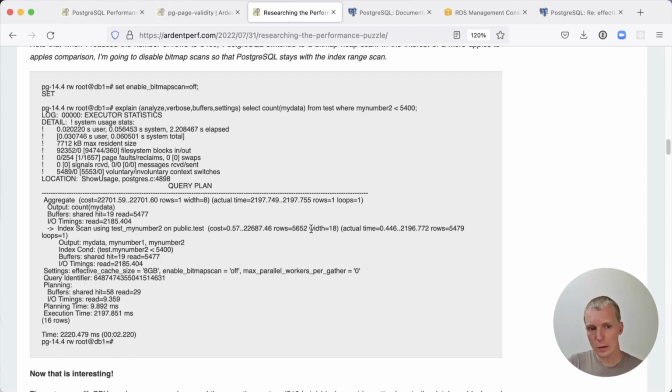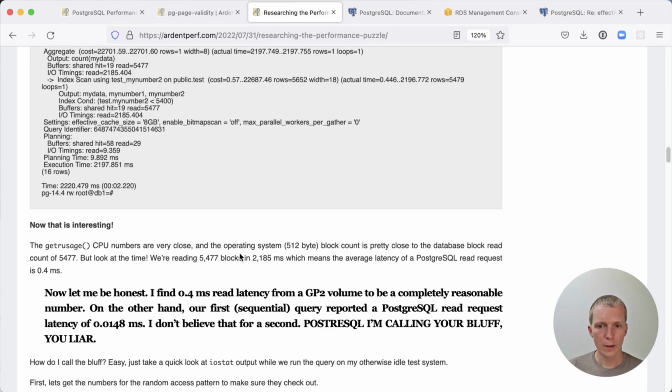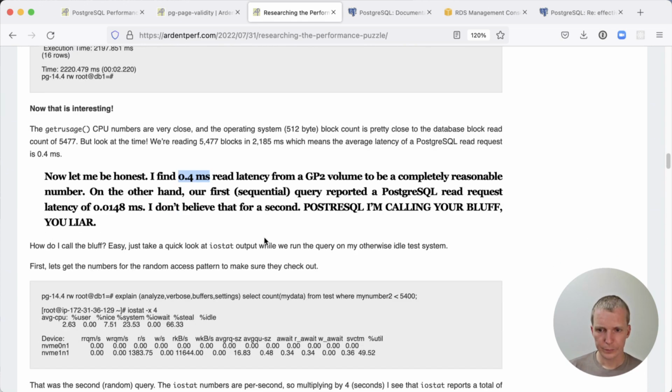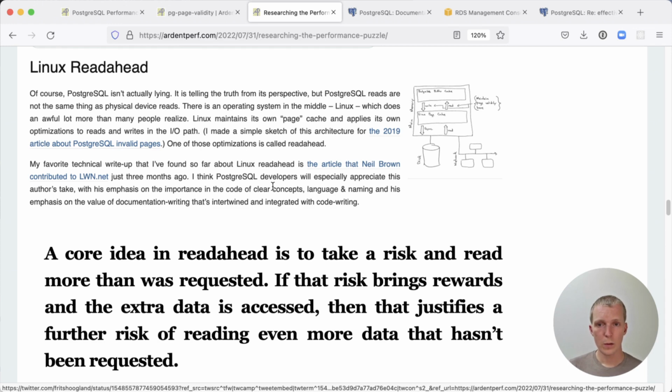Let's just look at a smaller portion of the index. When you look at the numbers, you'll find that the individual I/O, so the individual page that's being loaded, takes about 0.4 milliseconds. Underneath the hood, this is using GP2 EBS volumes. This is a network request, so 0.4 milliseconds, that's actually reasonable. You can do some more analysis, but what's interesting to understand is that Linux readahead is the reason that the first query is much faster.